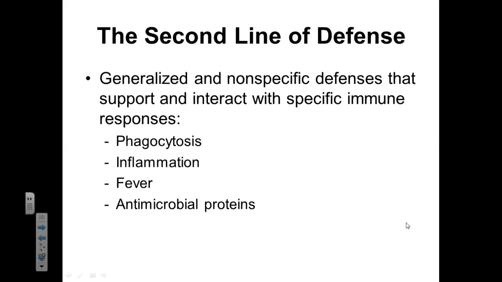Hey class, let's focus in depth now on the second line of defense of our immune system. The second line of defense is the interface between our generalized first line of defense and our more specialized adaptive third line of defense. So we're going to have multiple immune responses interacting with each other. Some of these specific immune responses and general immune responses will have specific interactions that can cause phagocytosis or inflammation, fever, and can involve specific antimicrobial proteins in our bodies.